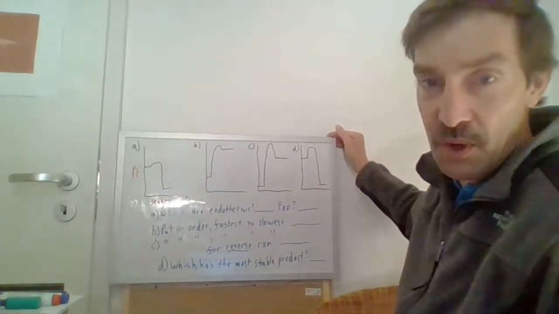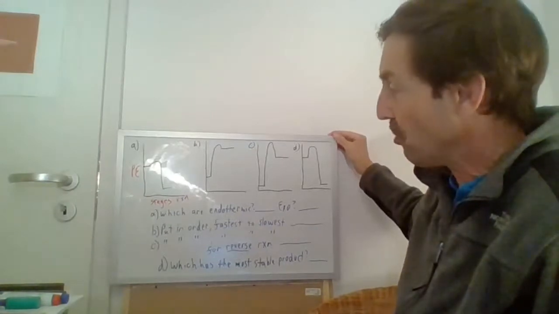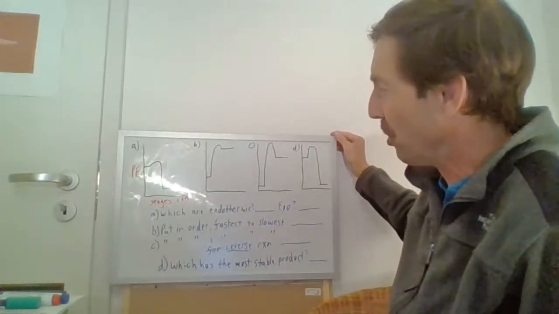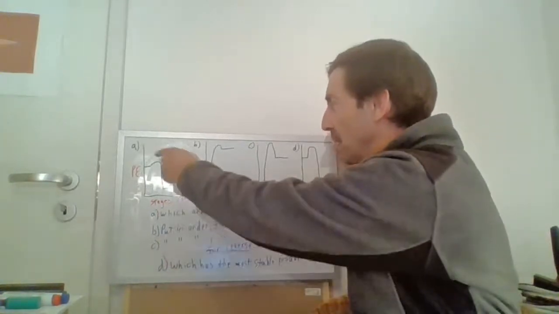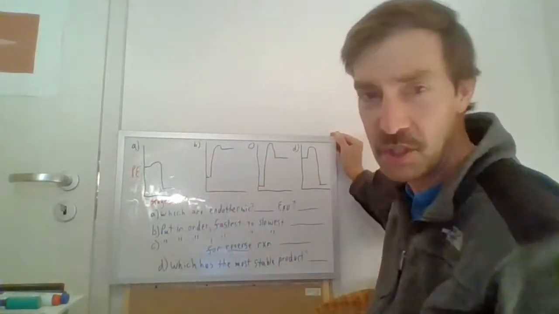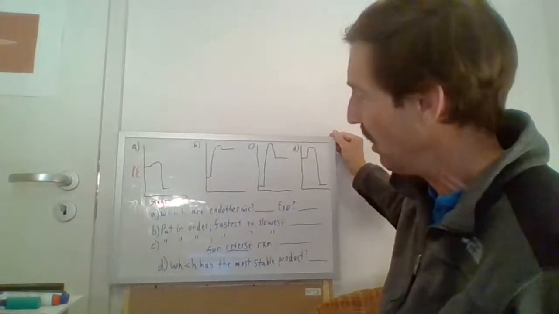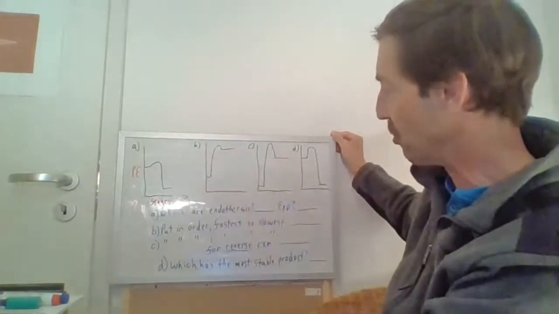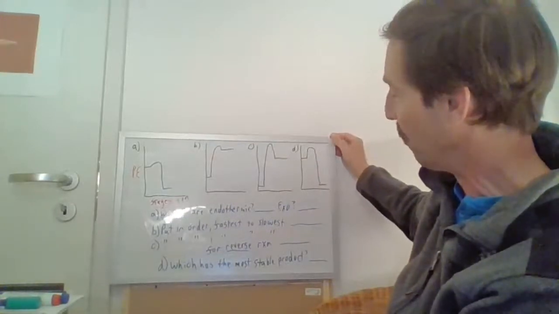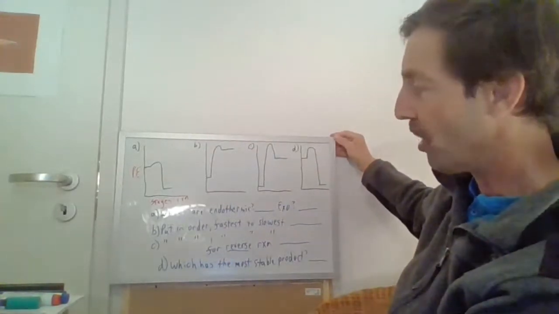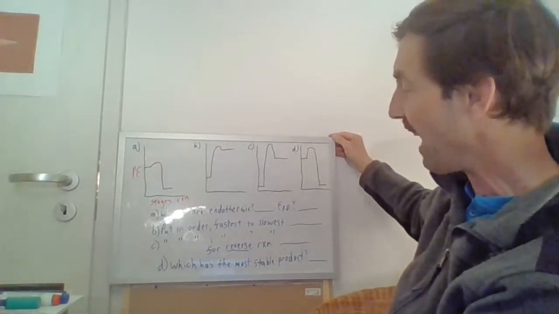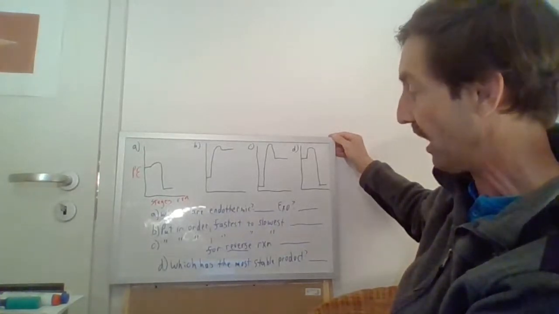So once you've got your four diagrams, write down the four questions. Question A, oh, I should have said 1, 2, 3, 4. Anyway, this doesn't correspond to the ones up here. It just happens to be A, B, C, D again. The first question is which ones of the four diagrams are endothermic, and second, which are exothermic? Question B is put them in order, fastest to slowest reaction.